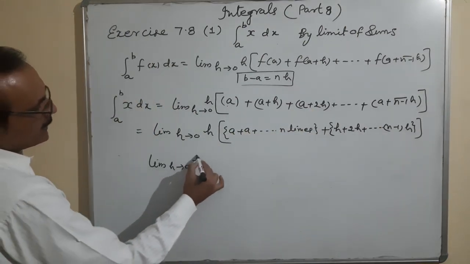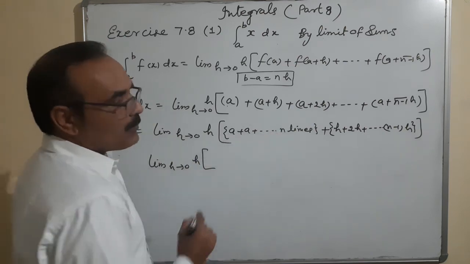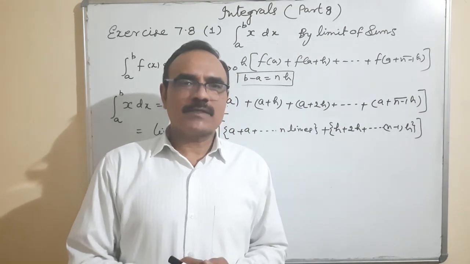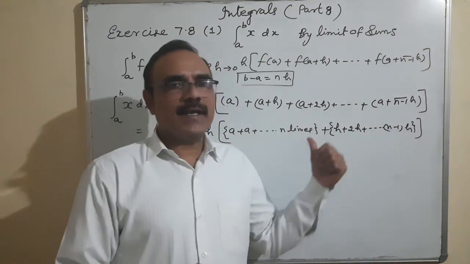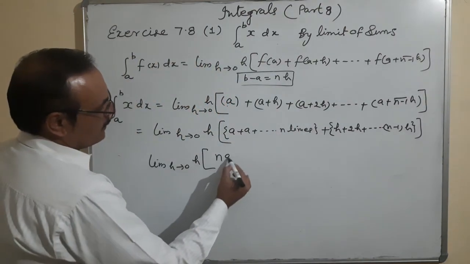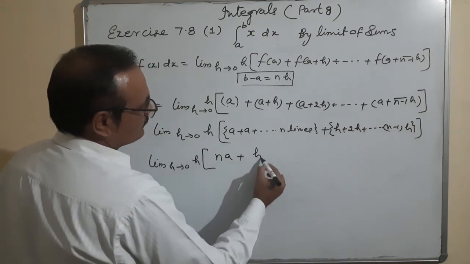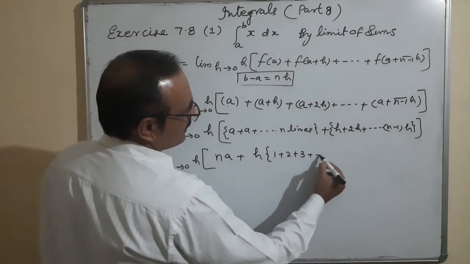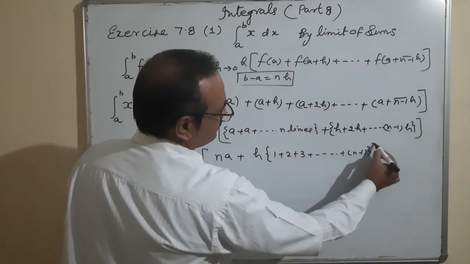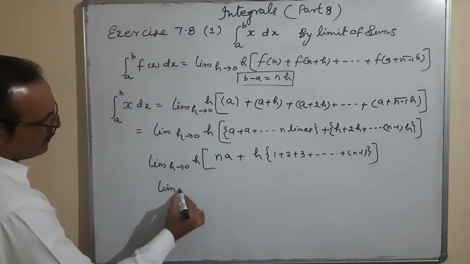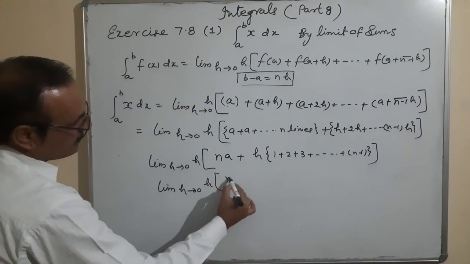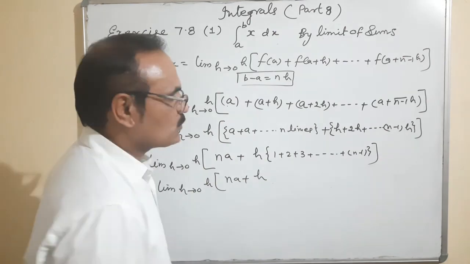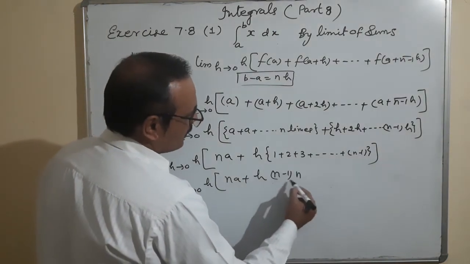Limit h tends to 0 of h times [a plus a plus a plus up to n times. Suppose a plus a plus a, 3 times. So what to write here? 3a. a plus a plus a plus a plus a, 5 times, 5a. It is coming n times. So what to write here? na, plus, when I take h common from here, it is 1 plus 2 plus 3 plus up to n minus 1]. Limit h tends to 0 of h times [na plus h times, what is this? The sum of n minus 1 terms. And the sum of n minus 1 terms is (n minus 1) into n upon 2].